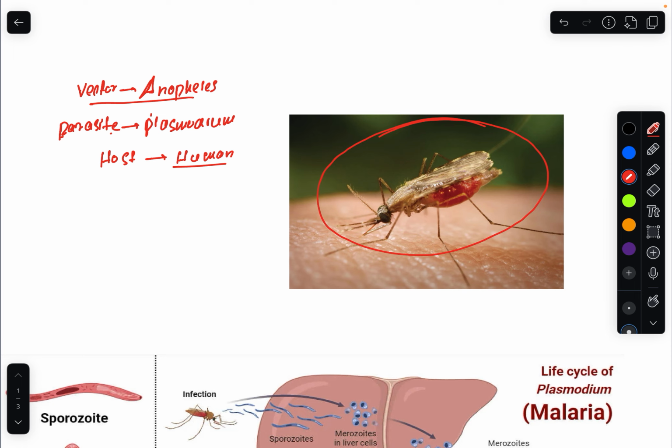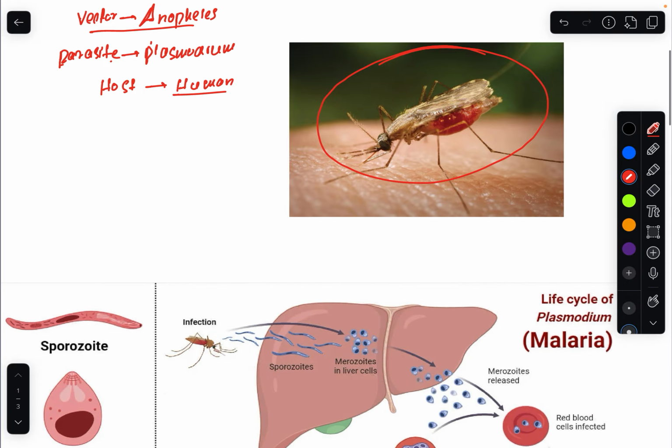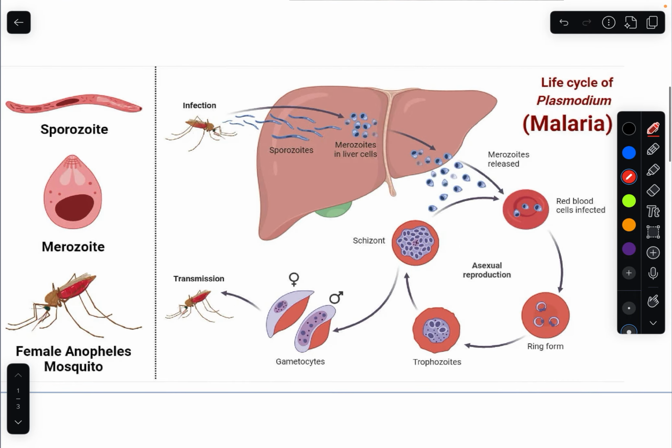But before going into the detail, how a patient with malaria presents, what investigations we should perform in this patient, and how we manage uncomplicated and complicated malaria. First of all, let's briefly discuss the life cycle of plasmodium. This is the life cycle of plasmodium.